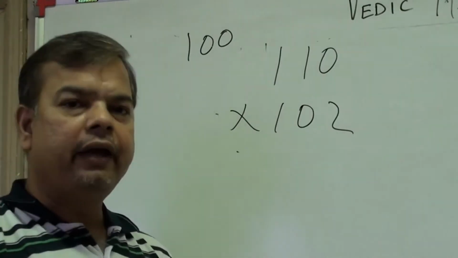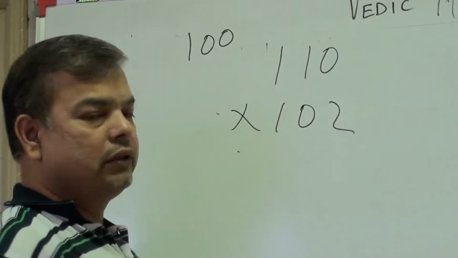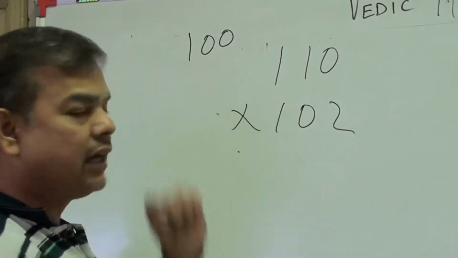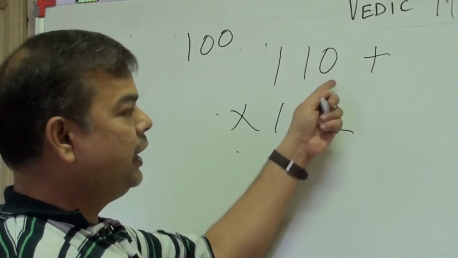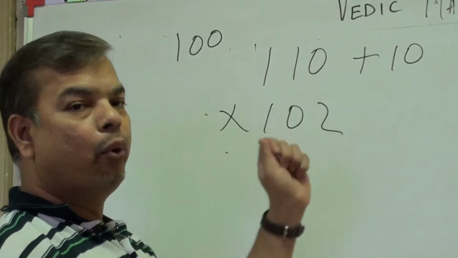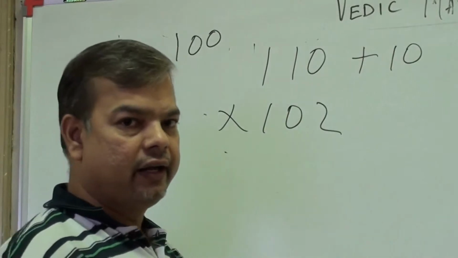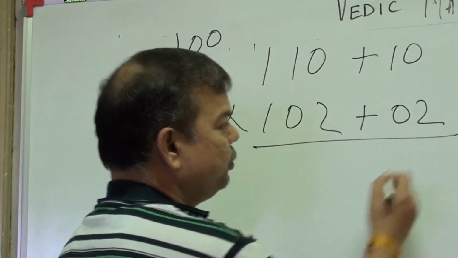I want to multiply 110 with 102. In this case also, I can see that the numbers are close to 100. So I can select base as 100. 110 can be written as 110 plus 10. That is, 110 is 10 more than 100. Or you simply subtract 100 from 110, you will get 10. Similarly, 102 can be written as 102 plus 02.